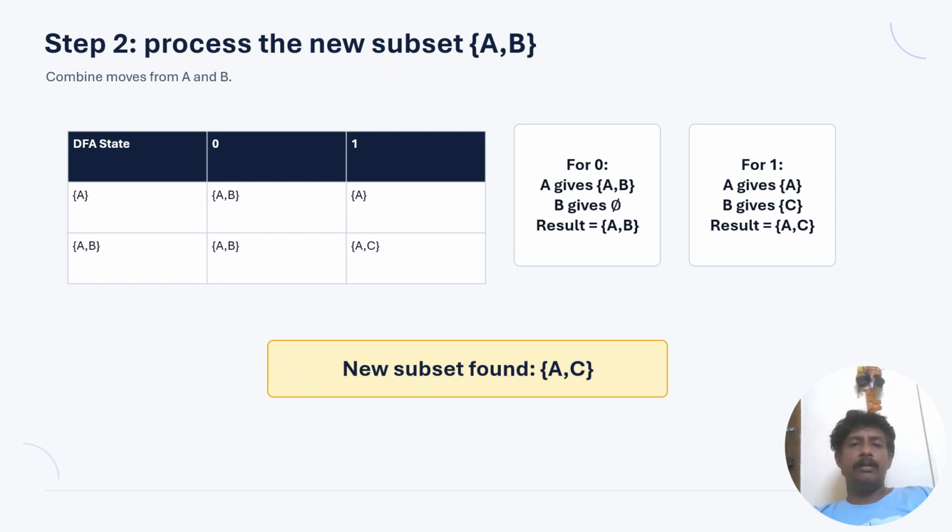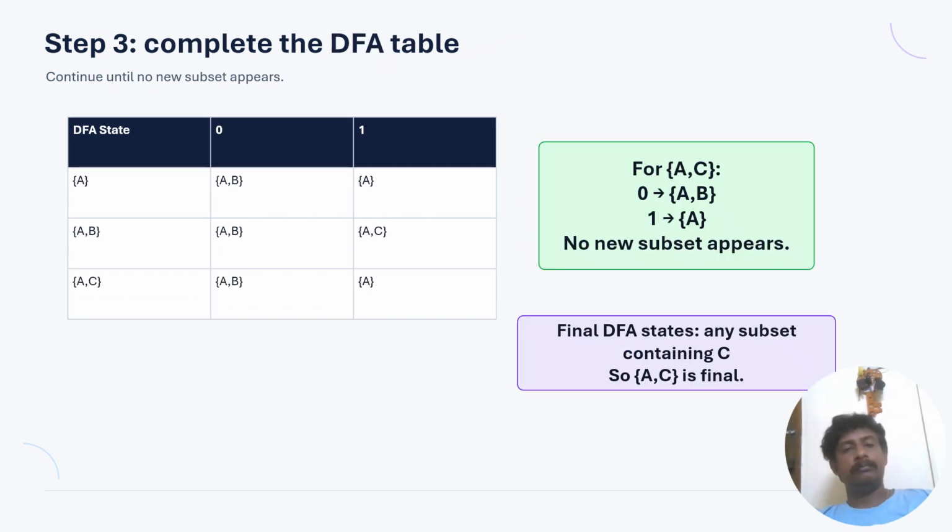Now take input 1. From A on 1, we get A. From B on 1, we get C. Combine them and we get {A, C}. So from {A, B} on 1, write {A, C}. Now {A, C} is a new subset, so add another row for it. Now we process {A, C}.